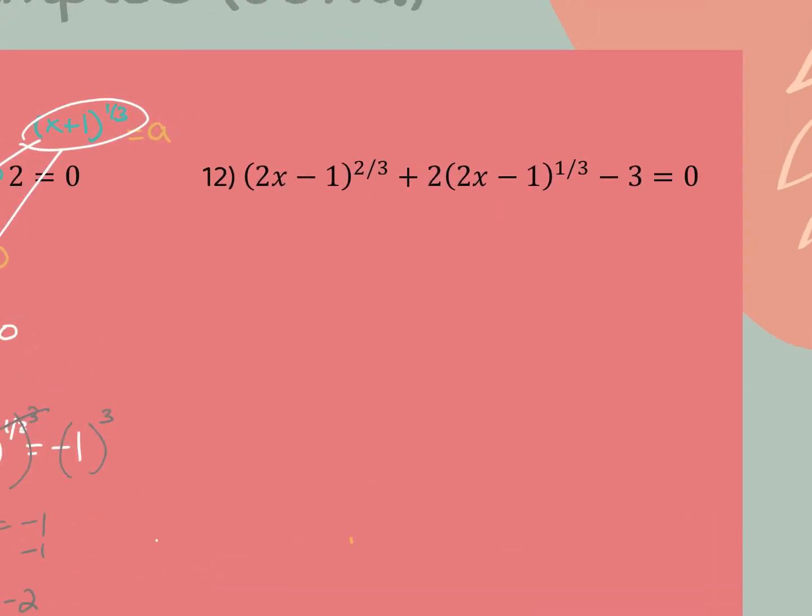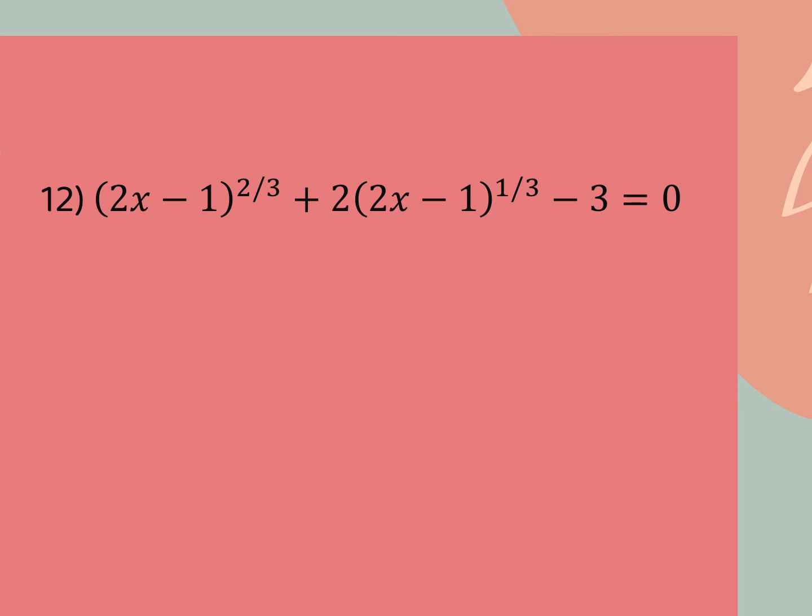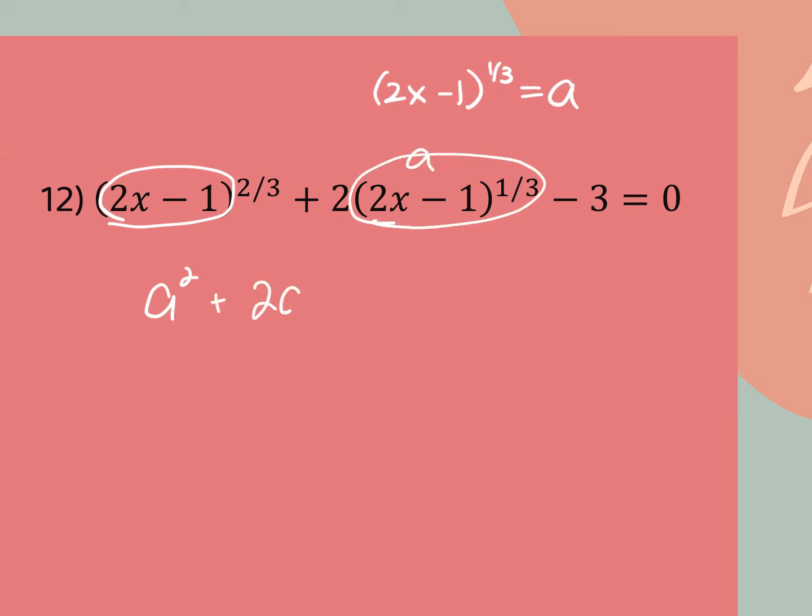Okay, look at 12. What am I replacing with a? Again, we're just picking a, but it could be any variable. 2x minus 1 to the 1/3 equals a. You want to make sure it's in order, right? I want to make sure the first one is the 2/3 and the middle one is the 1/3. It is. So this whole thing becomes a squared. This is now plus 2. This whole thing becomes a minus 3.